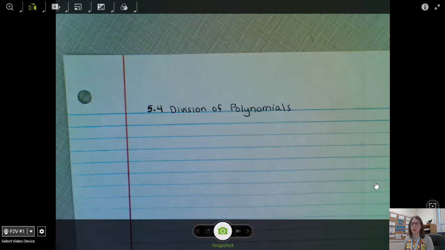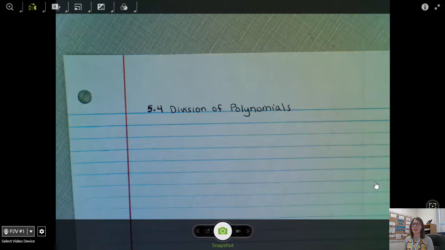Okay, today we are moving on to section 5.4, which is division of polynomials. So far throughout algebra and algebra 2, you've added and subtracted polynomials. That's where we just combine our like terms. We've multiplied using the FOIL method and really just distributing, but we haven't done division yet, and that's where we come in today. The first method that we're going to look at today is using long division for polynomials.